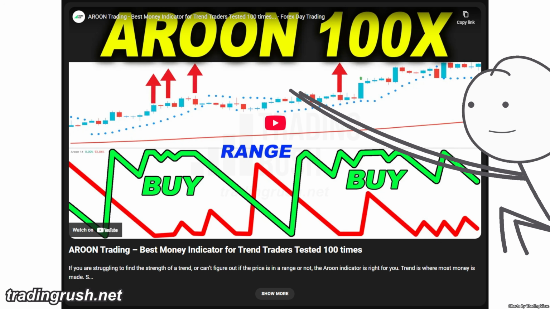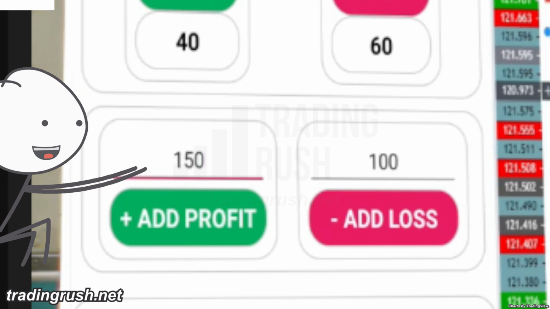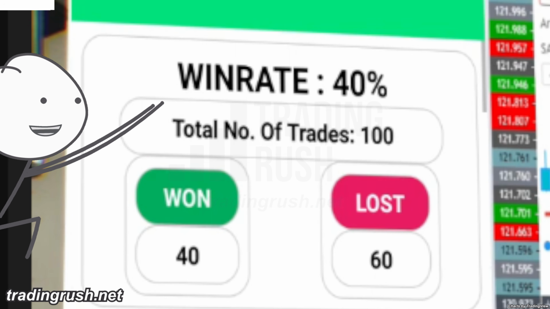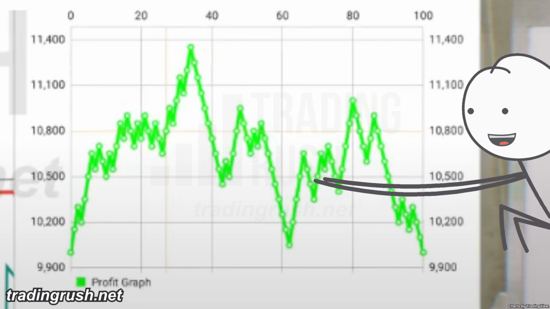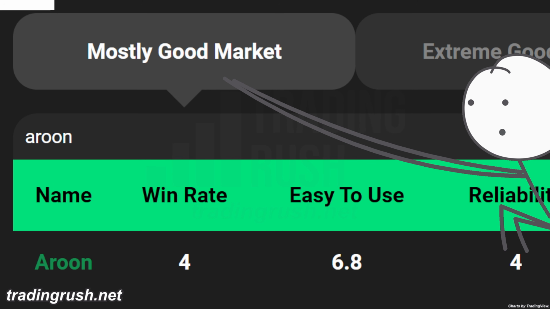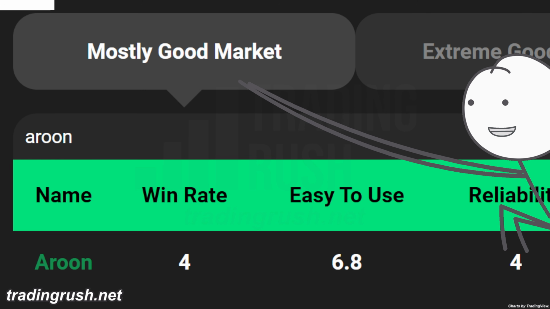The thing is, I have tested this indicator 100 times in a previous video, and there, it only had a 40% win rate. Since the reward to risk ratio was 1.5 to 1, the break-even win rate was also 40%. So the Aroon trading strategy in the last test, with its 40% win rate, didn't make or lose money. Its profit graph was moving sideways, but that was in a mostly good market, where the price was mostly trending and had a little bit of choppy, slow movement in between when the trend was reversing.